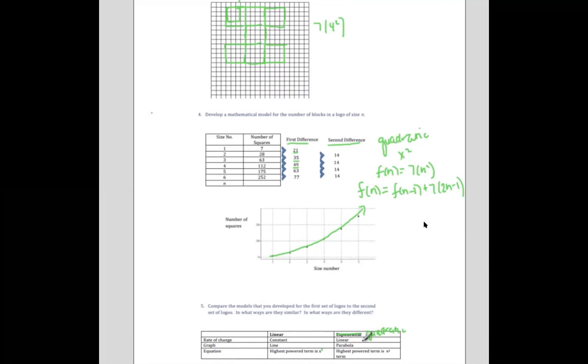Okay? So quadratic is like taking it one step further. Now, its first differences are linear. Its first differences have all the same characteristics as the linear function.